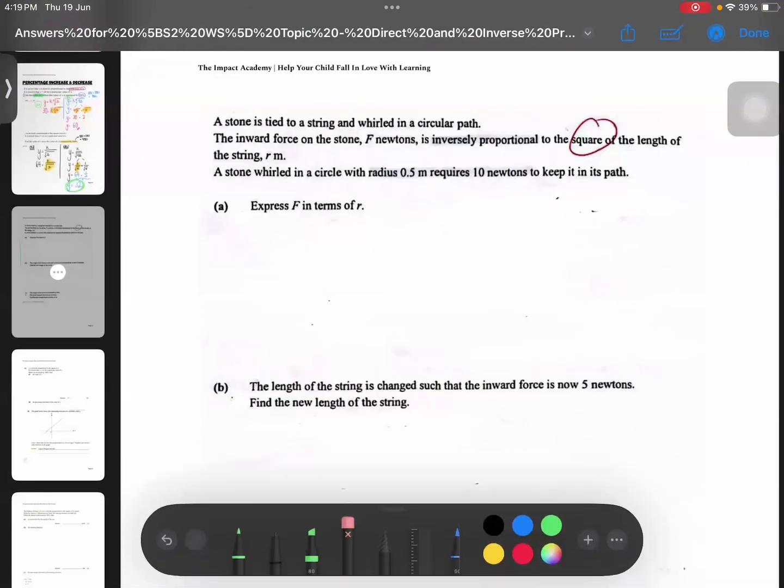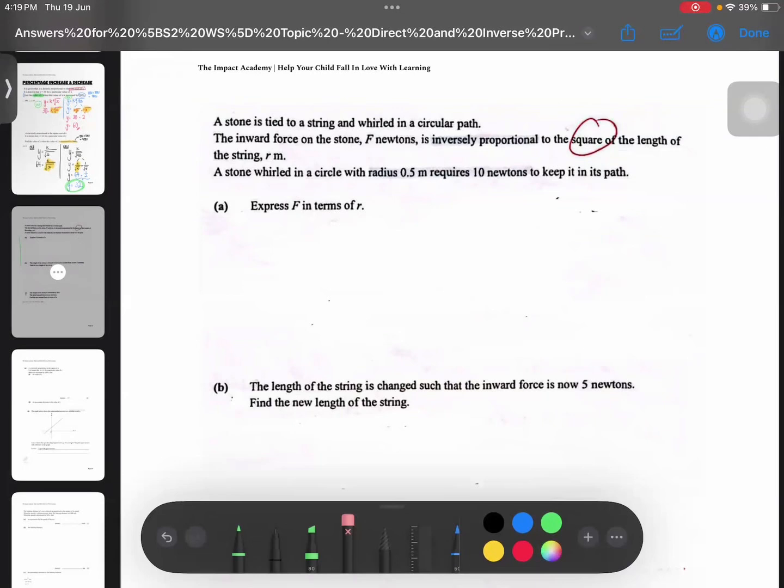Now, as you can see over here, it says that a stone is stuck to a string and whirled in a circular path. Now, I understand that you see the starting sentence, it's already confusing for students. You understand what I'm saying? The moment they read this sentence, they can't even do it already. But I tell them, relax.